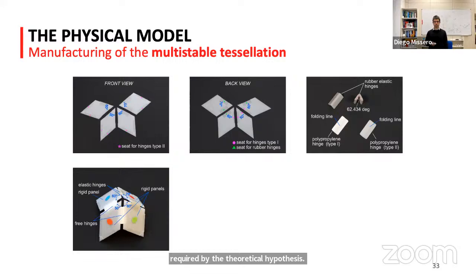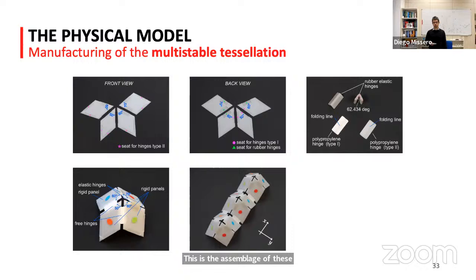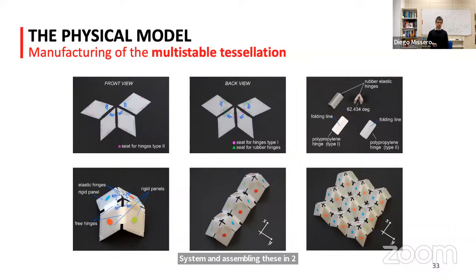This is the assemblage of these pieces reported here in the top row. And of course, by assembling several cells in one direction, we can have a 1D system. And assembling this in two directions, we have a 2D tessellation.